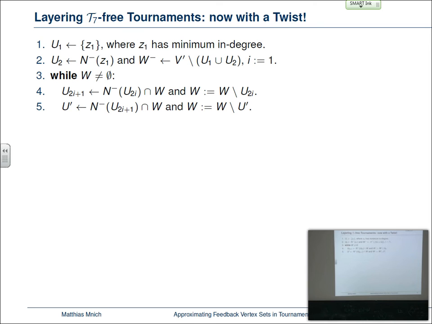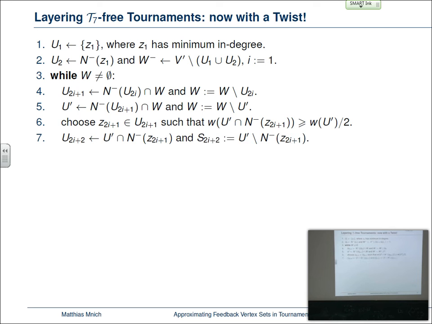The even layer we construct slightly differently. For the even layer, we choose some special vertex Z, and the existence of this vertex is non-trivial to prove, such that the total weight of in-neighbors in this presumably next layer is at least the total weight divided by 2. And then we have some kind of noise set, or some kind of rubbish. So the even layer U_{i+2} is then only the set of in-neighbors of this special vertex and this extra set S. This we have to do to guarantee that all the layers are T5 free. So that's why we have to discard something here. And then we go to the next iteration, to the next layer.